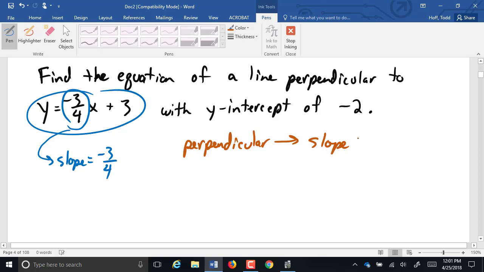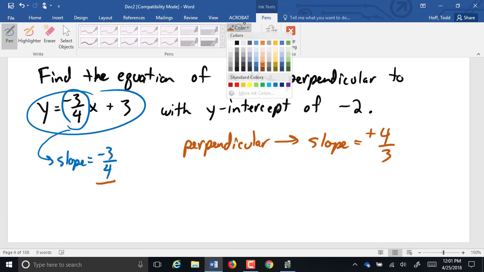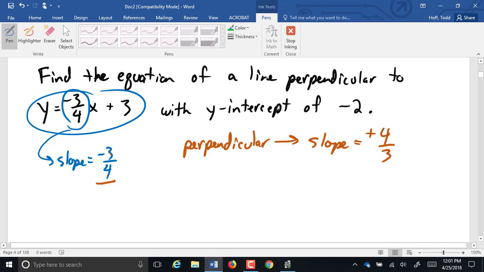So for that perpendicular line, the slope will be the opposite. This one's negative, so this will be positive. And reciprocal. This is 3/4, so this will be 4/3. So the slope of that perpendicular line is positive 4/3, telling us that that equation is y equals 4/3 times x. It's always slope times x. Our y-intercept is negative 2, so minus 2.